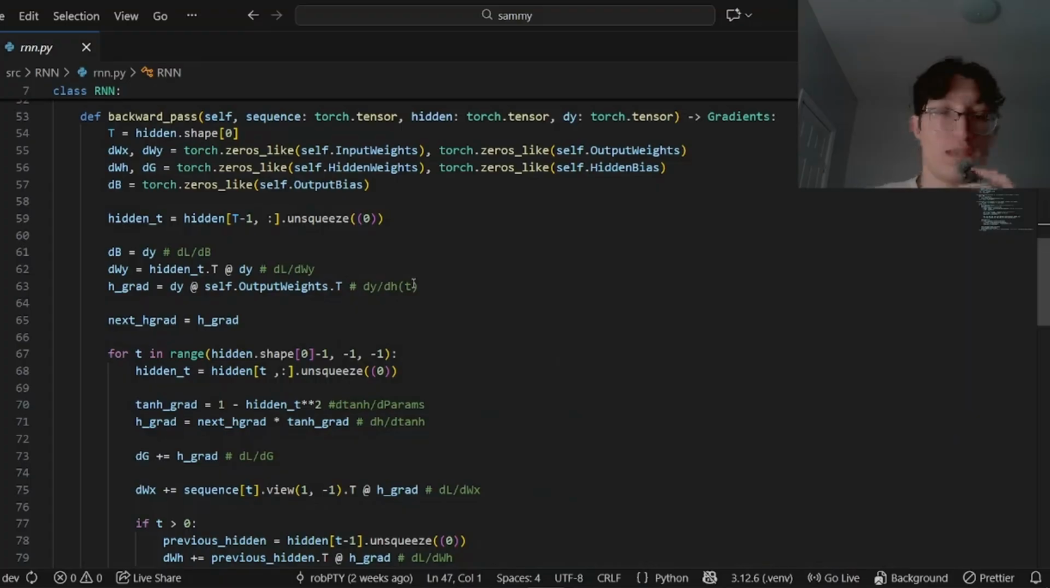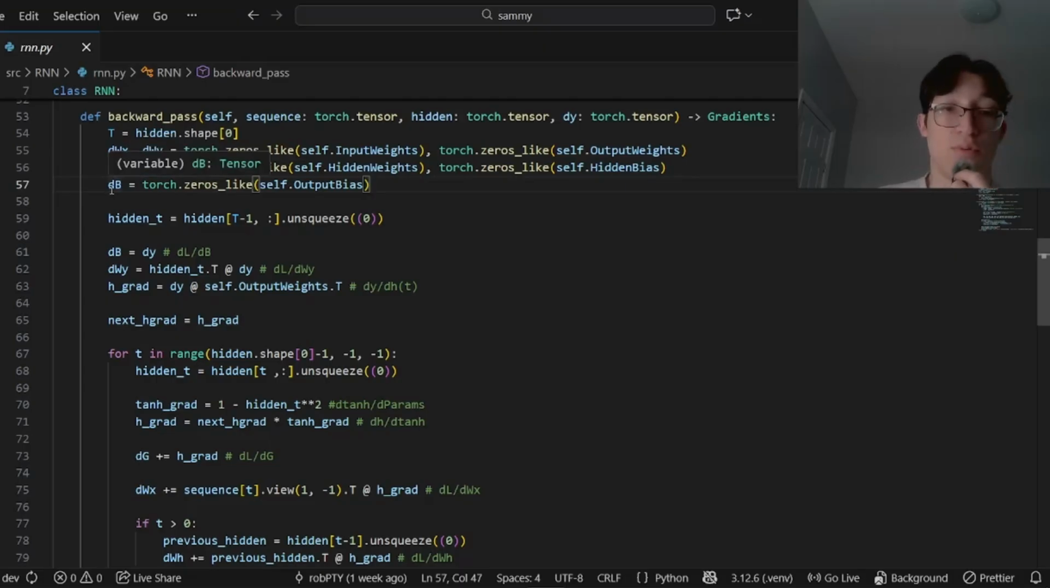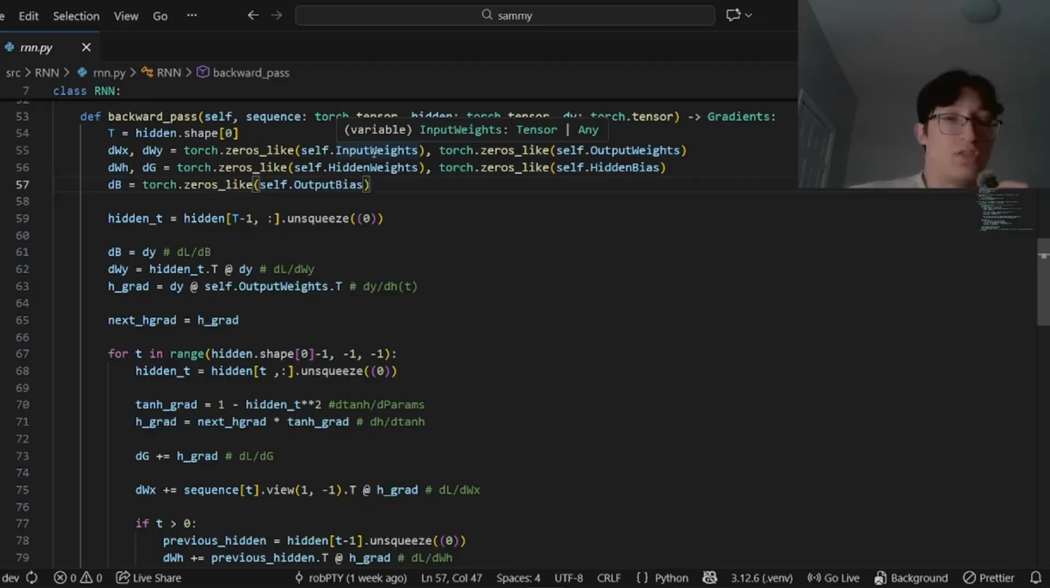So the backwards pass is actually a little more complicated in terms of the actual calculations, and you'll be able to see that here. But first, we want to initialize all the possible derivatives of the parameters. So I have the input weights, the output weights, the hidden bias, and the output bias. These are all initialized to 0, and they're in the size of their respective parameters, just to make sure that the dimensions are properly kept track of.